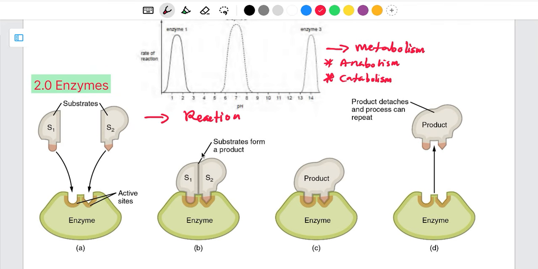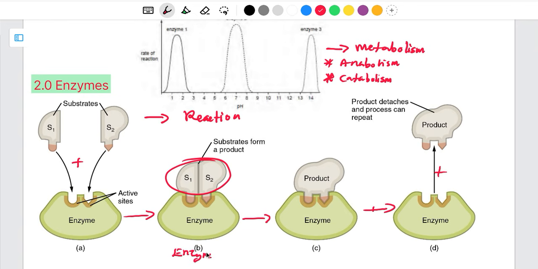The enzymatic reaction. So as you can see here, you have to tell if this reaction here is anabolism or catabolism. According to what I can see here, we have two smaller substrates, and after the reaction, at this stage of B, they are forming the enzyme substrate complex. So this is called the enzyme substrate complex.